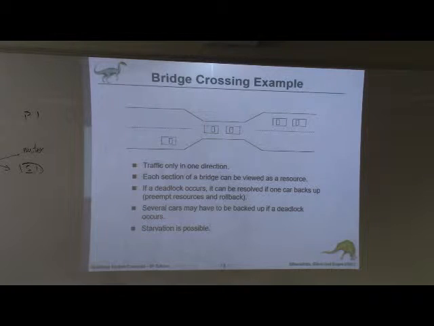Before we formally define deadlock, this is one of the examples of deadlock. So let's say this is a bridge. This car is trying to cross the bridge from left to right, and this other car is in the opposite lane, from right to left. Let's say east to west.